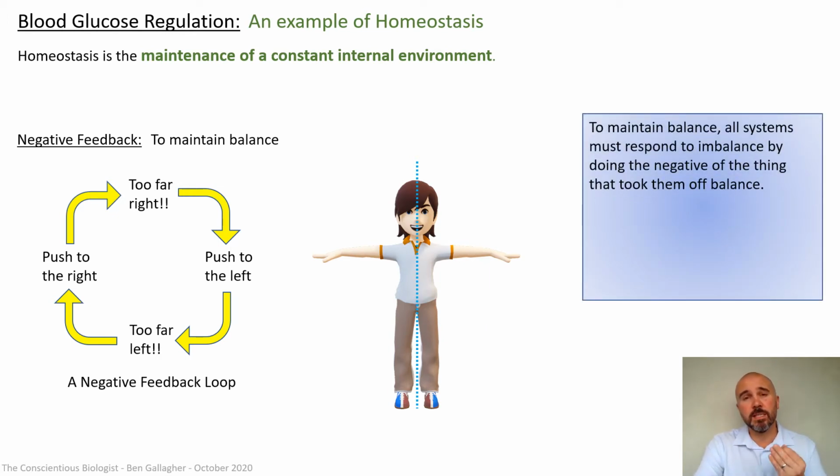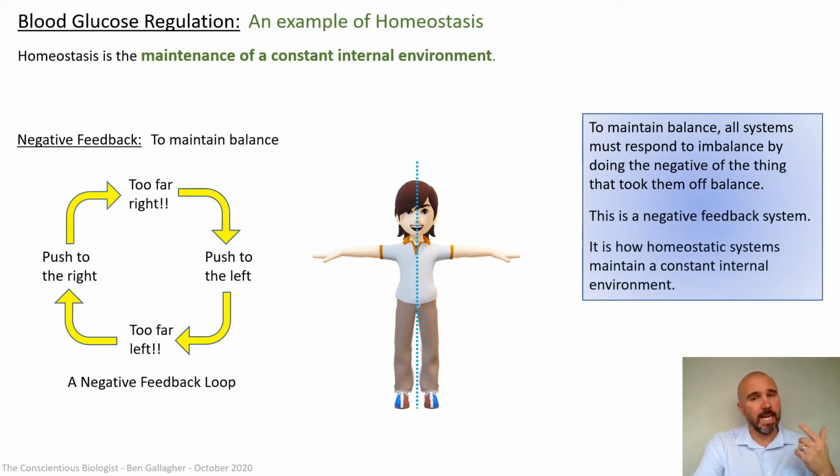And homeostasis is all about maintaining balance, and all systems must respond to imbalance by doing the negative of the thing that took them off balance. That's a negative feedback system, and it's how homeostatic systems maintain a constant internal environment. We're now going to look specifically, though, at blood glucose regulation.